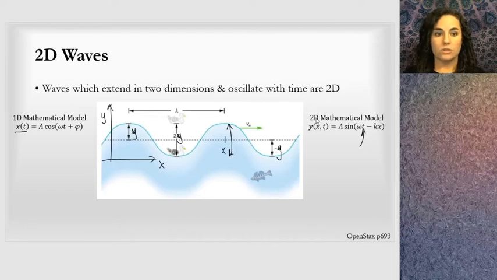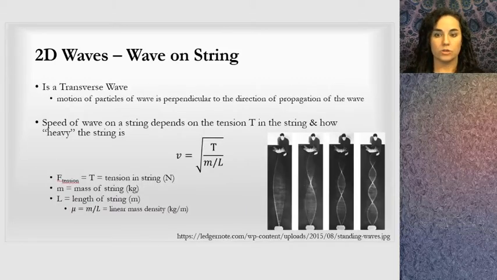So you see that the two-dimensional mathematical model for the wave has 2 variables, an x variable, where along the wave are you, and in time. And the displacement is perpendicular to that, or if you have a longitudinal wave, it's in the parallel direction to the propagation of the wave itself. And so those are the 2 variables in that equation. So that's 2-dimensional waves.